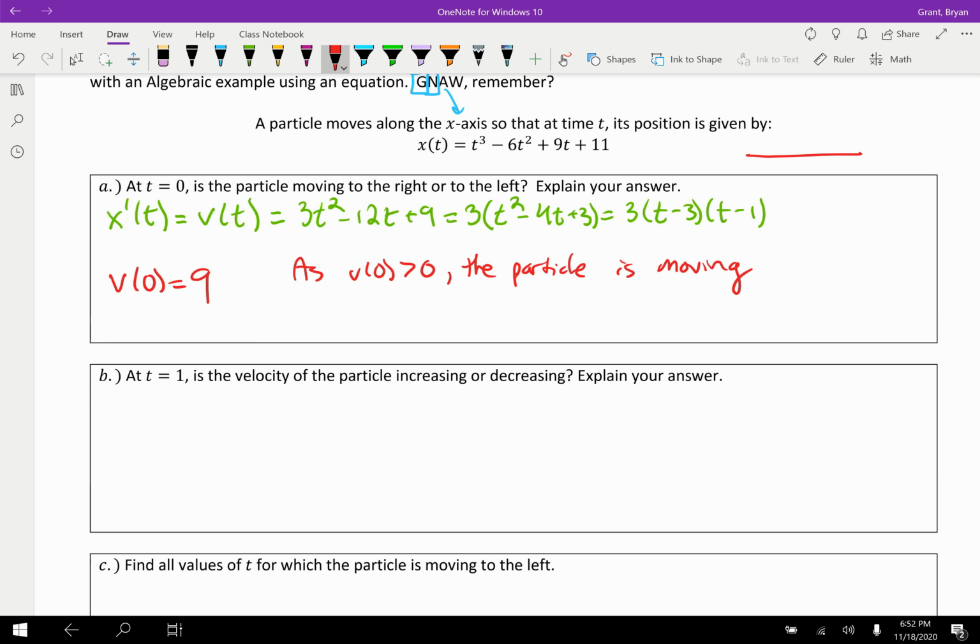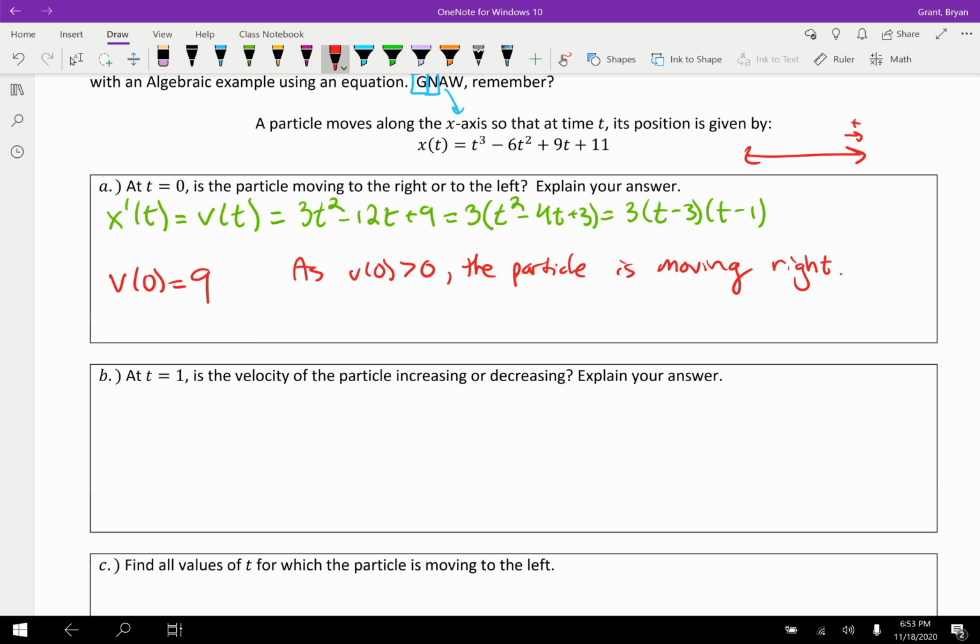Oh, that's right. If we think of an x-axis, the positive numbers are to the right, so we are moving right. Very nice. B, at t equals 1, is the velocity of the particle increasing or decreasing? They are asking us where a function is increasing or decreasing, and to determine where a function is increasing or decreasing, you always take the derivative of that function.